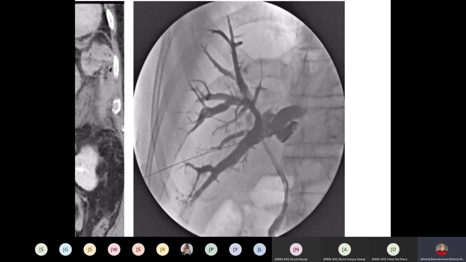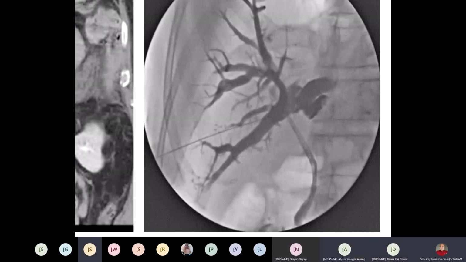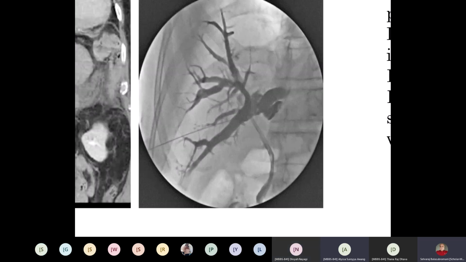You are seeing a very thin needle there. So what is this? Now you tell me. Yeah, this is PTBD. What is PTBD? Because this is an acronym, can you expand this acronym? What is PTBD? Percutaneous transhepatic biliary drainage.